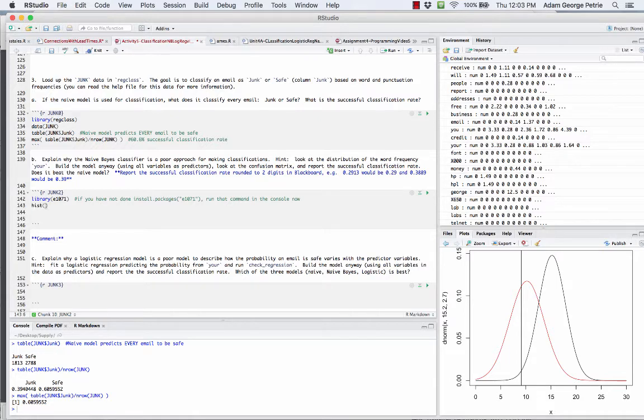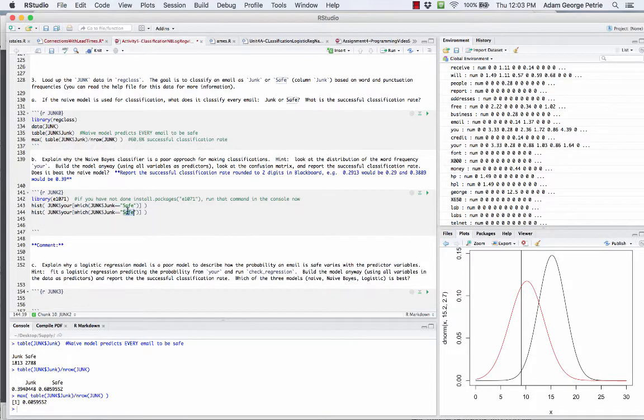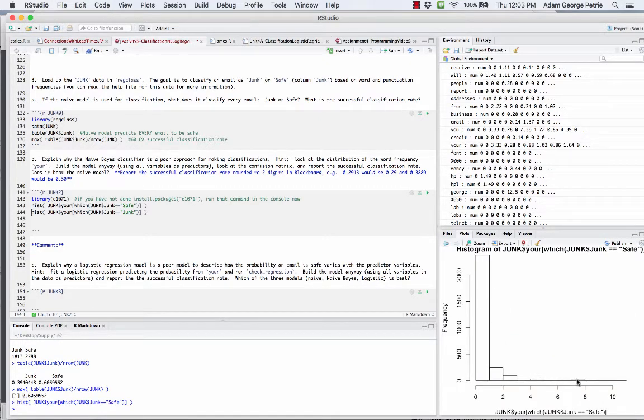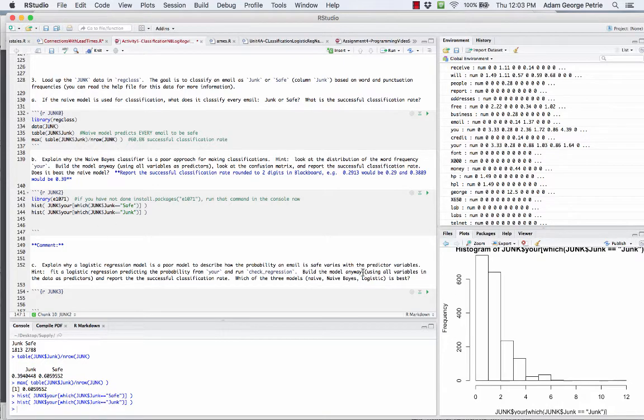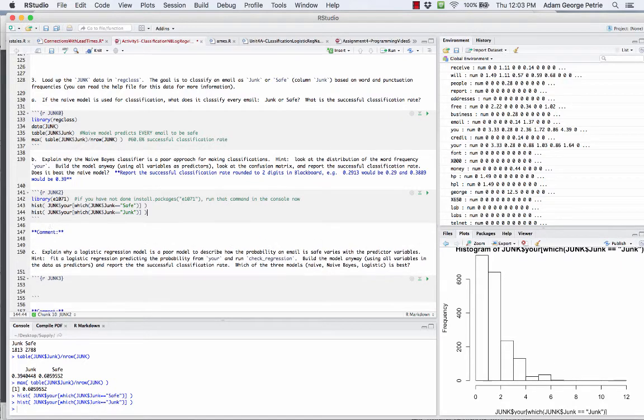So let's just make a histogram of the values inside the your column, specifically for the ones that we have safe and the ones that we have junk. It needs to be normal for each of the classes under consideration. So let's look at these in turn. All right, so among safe emails, here's the distribution of the word frequency your. Looks nothing like a normal curve. Among junk emails, looks nothing like a normal curve, very strongly skewed towards the right here.